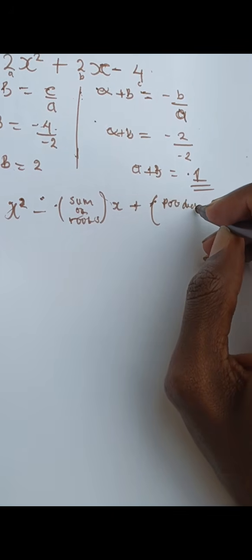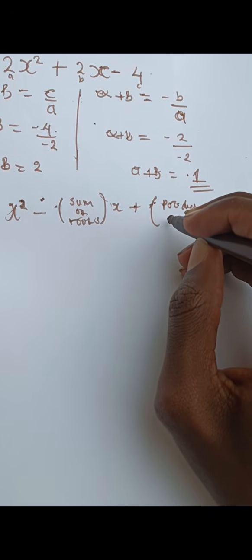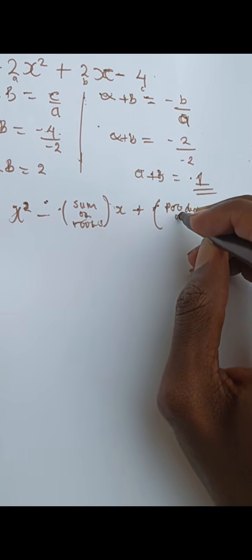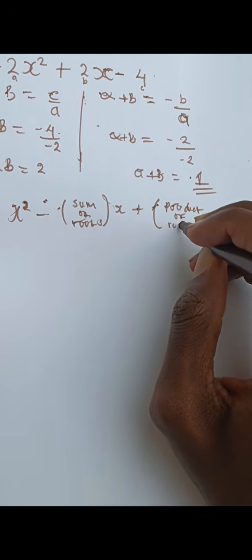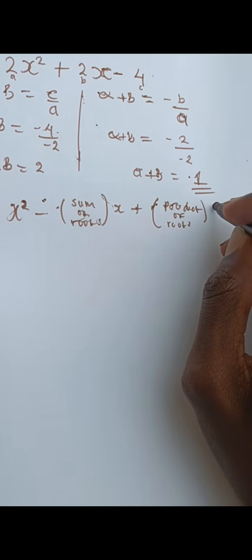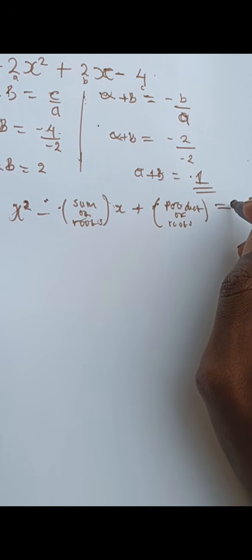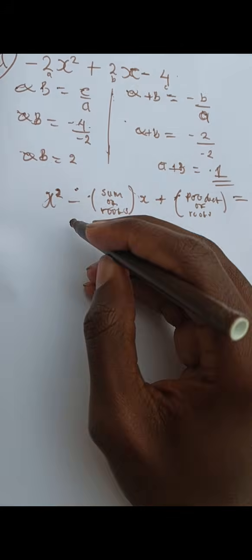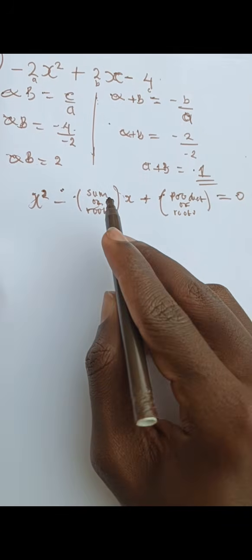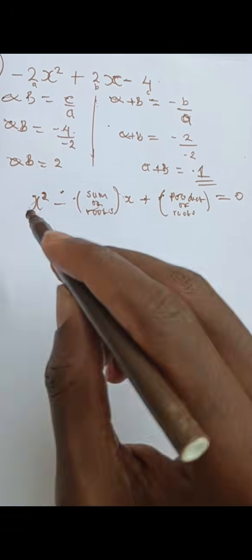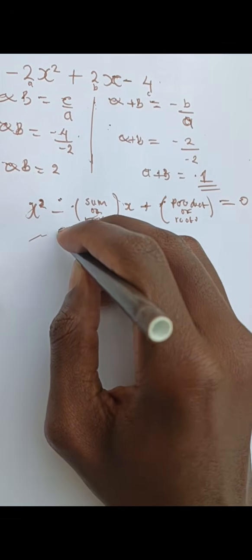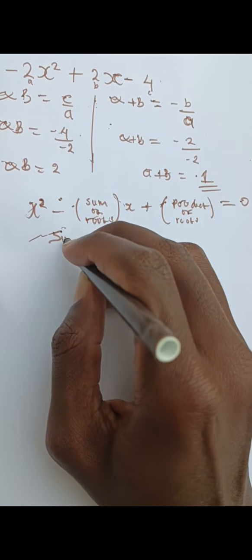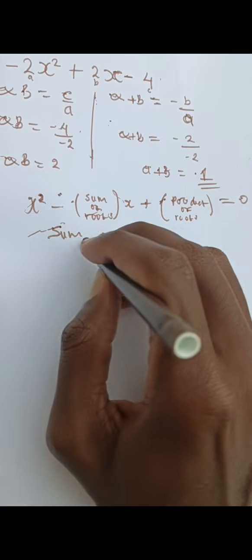So we say product of roots. Okay. So now this is the equation we're going to use. So we need to find the sum of the roots and the product of the roots. So let's start by finding the sum of the roots. Let me just say the sum. You know what I'm talking about.